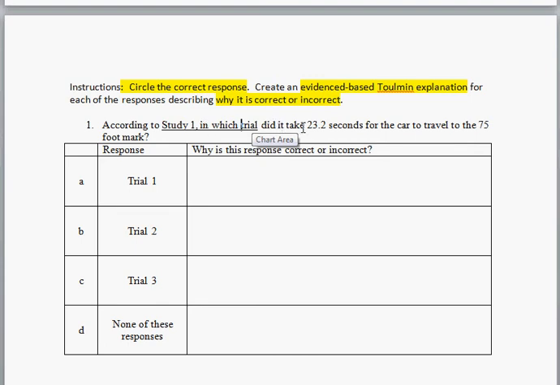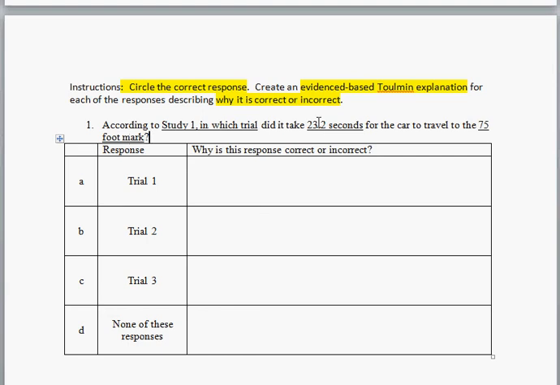In which trial did it take 23.2 seconds? Always important. Numbers are almost always important. Did it take 23.2 seconds for the car to travel to the 75-foot mark? The 75-foot mark I'm going to also underline because, again, numbers are almost always important. So in study 1, I'm looking for a trial that took 23.2 seconds to travel 75 feet.